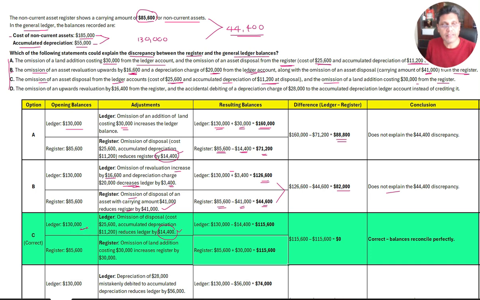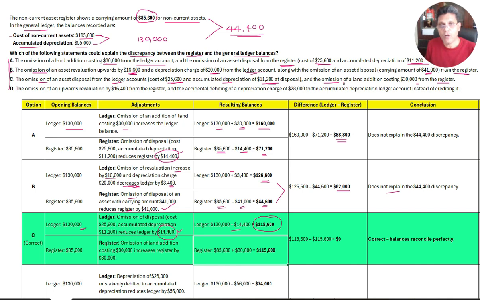So in order to correct this, we need to deduct this 14,400 from 130,000. So this will reduce the ledger balance by 14,400. So the adjusted balance will be 115,600.